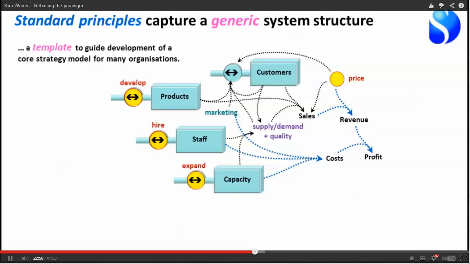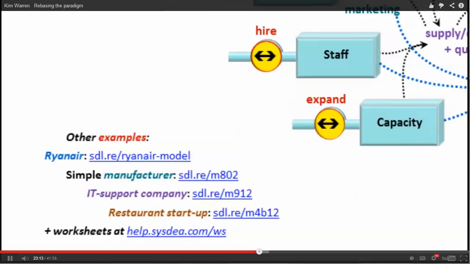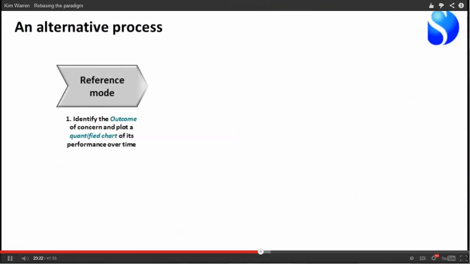So this is a template that can be adapted for many different situations. Interestingly, I've recently been doing work in non-business settings, and it seems that in many cases a very similar set of standard factors features in other cases too. I don't think I have time to go into that, but that is what we find. And there are some other examples of business models that arise from that process on that slide there. The slides are available.